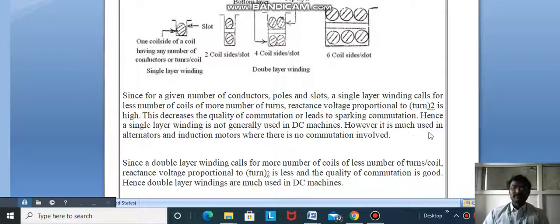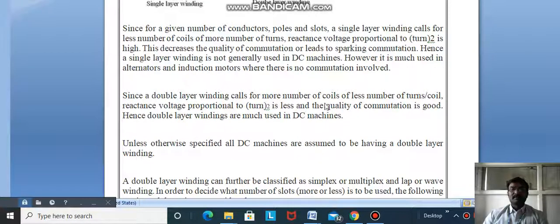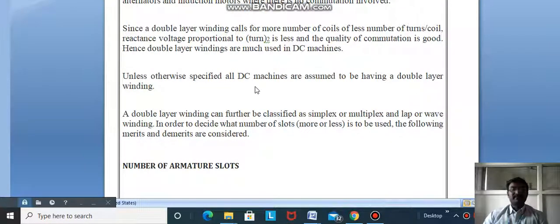However, single layer winding is widely used in alternators and induction motors, where no commutation is involved. In DC machines, we will not go for single layer winding. In AC machines, we will go for single layer winding because commutation is not needed. Since double layer windings call for more coils or fewer turns per coil, the reactance voltage, proportional to turns squared, is less and the quality of commutation is good. Hence, double layer windings are widely used in DC machines. Unless otherwise specified, all DC machines are assumed to have double layer winding.